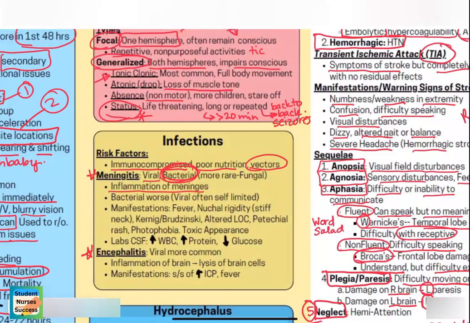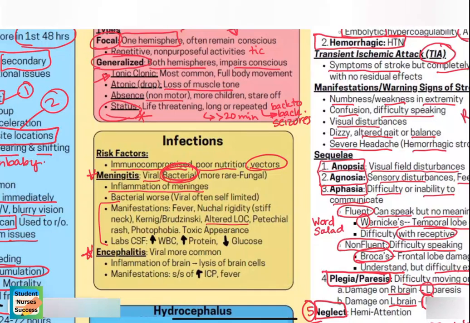Meningitis is inflammation of the meninges. With meningitis, if it's bacterial, it is much worse. We see these manifestations: nuchal rigidity or pain with the neck, a stiff neck, positive Kernig's and Brudzinski's sign, altered level of consciousness, petechial rashes that do not blanch, photophobia, and a very toxic, sick appearance. Bacterial meningitis is life-threatening. If we don't administer IV antibiotics quickly, patients will have a high rate of mortality, and in most cases of bacterial meningitis, a high rate of morbidity as well.